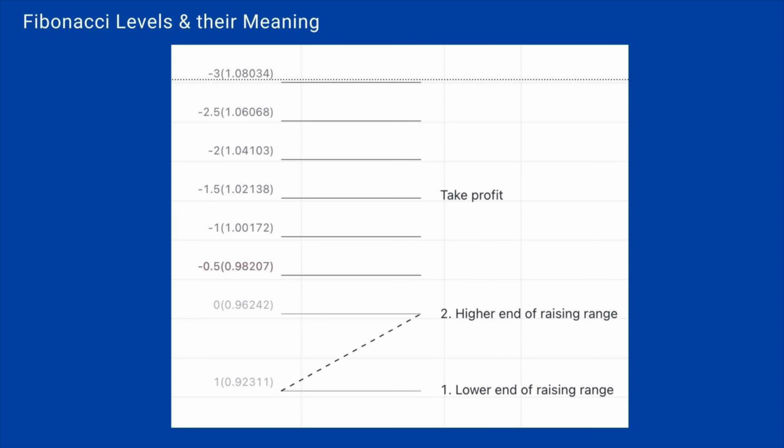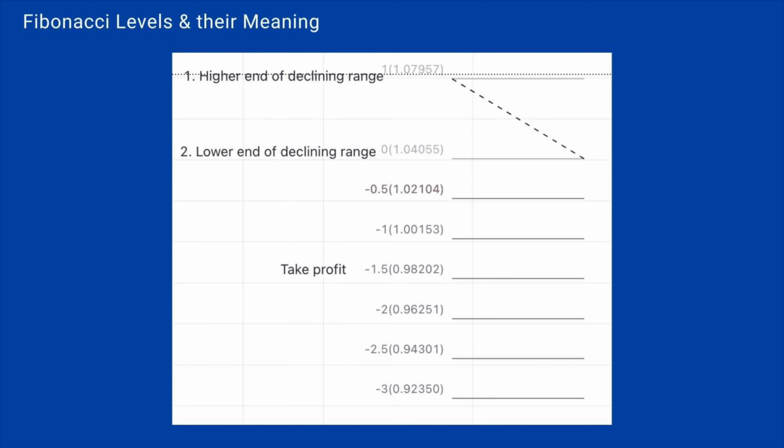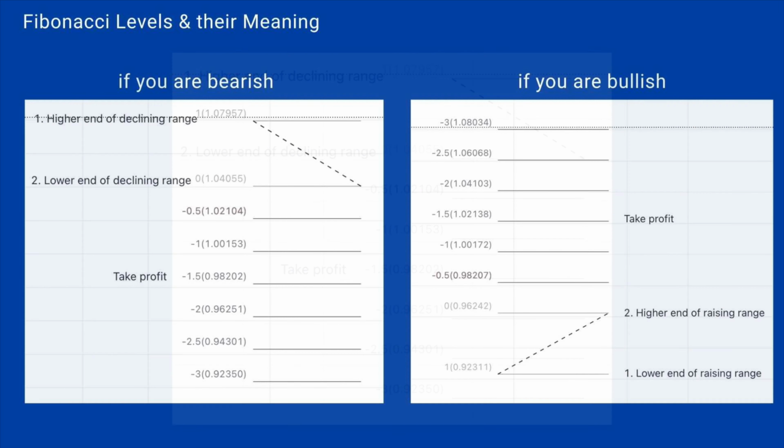If instead, one specific day, we are bearish and we are still searching for our take profit, we are going to have as the first line, so number 1, when we start with our Fibonacci retracement, the higher end of the declining range, and on the second line we would have the lower end of our declining range. Just to give you now a comparison between the two, if we are bearish, on our left side we're going to see a Fibonacci retracement that looks something like this. And if we are bullish, we're going to draw our own Fibonacci retracement that looks like what we have here on the right side.